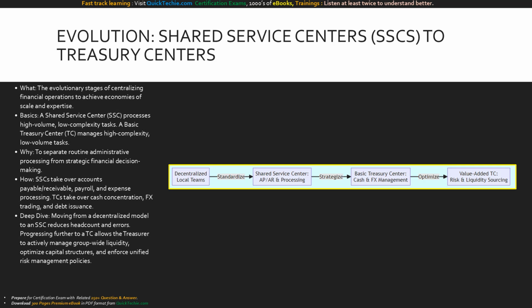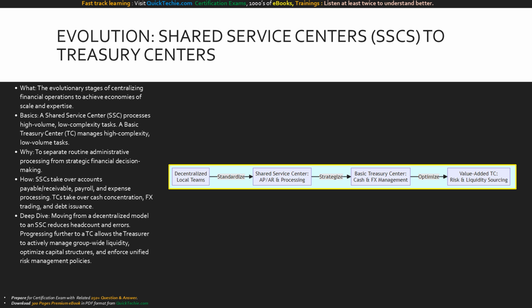Slide 4 maps out the structural evolution of a growing company, moving from shared service centers, or SSCs, to dedicated treasury centers. What are they? They are specialized hubs designed to centralize tasks for maximum efficiency. The key basics to remember: an SSC is built for high-volume, low-complexity work. A treasury center handles high-complexity, low-volume work. Why divide them? Because you want to separate routine administrative data entry from high-stakes financial strategy.